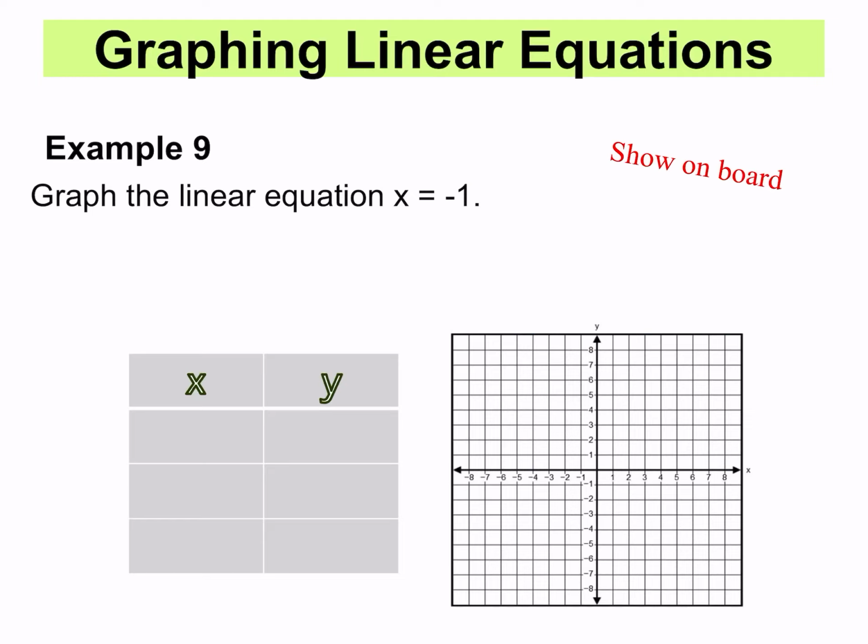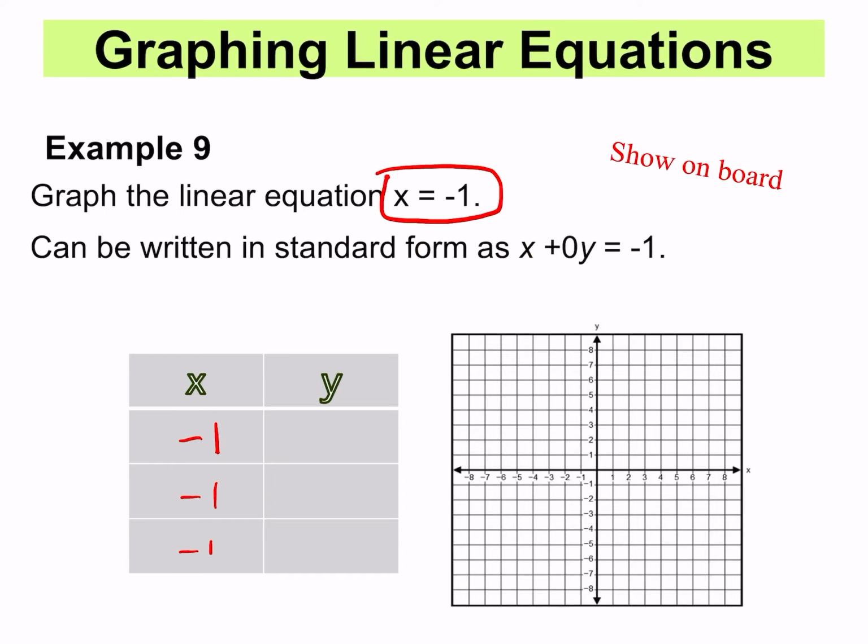Okay, example 9. It says graph the linear equation x equals -1. How is this equation different than what we've been doing earlier? It's missing the y value. Yeah, your y variable is missing. The only thing we know about this equation is what? X equals -1.